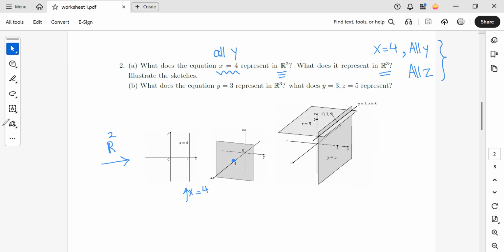Part B, what does the equation y equals 3 represent in R3, which is the same as A, but in here we have y equals 3, so we would have all x values and all z values. So this one will be here, this plane that you see. It covers all z values, all x values.